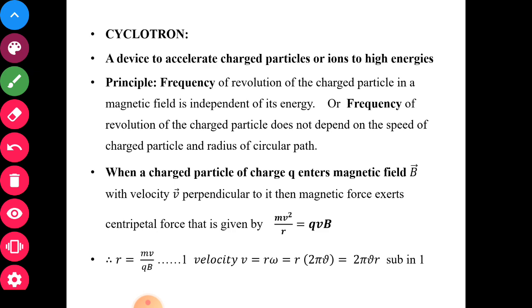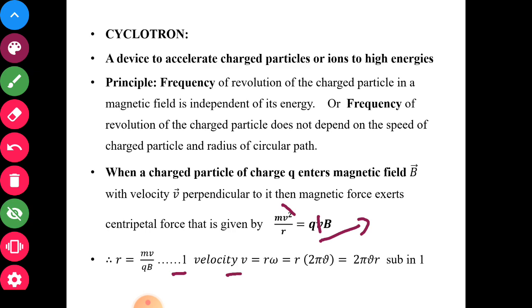Okay, this is our equation number 1. So try to understand very easily. You can make r the subject of the formula, so there is no difficulty. v can be cancelled out here and r is made the subject of the formula, so r goes to the other side, so it becomes mv upon qB.